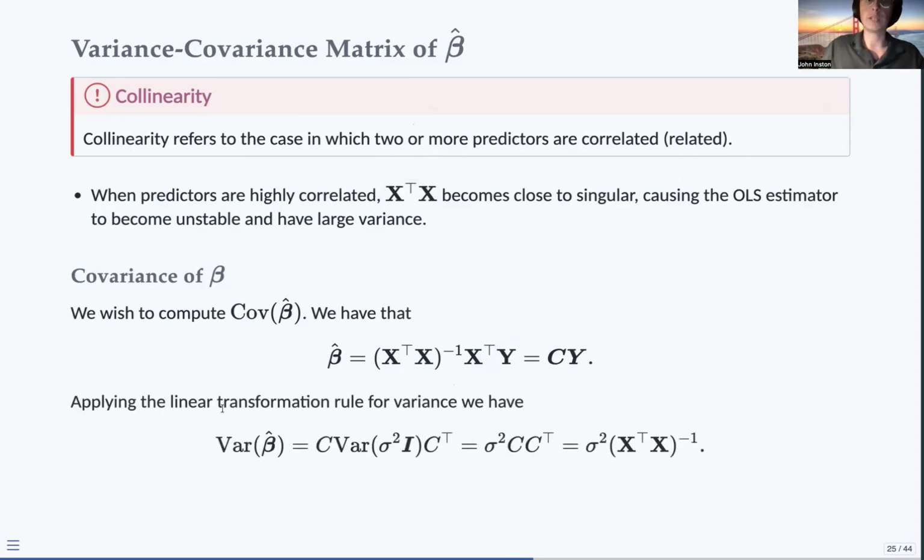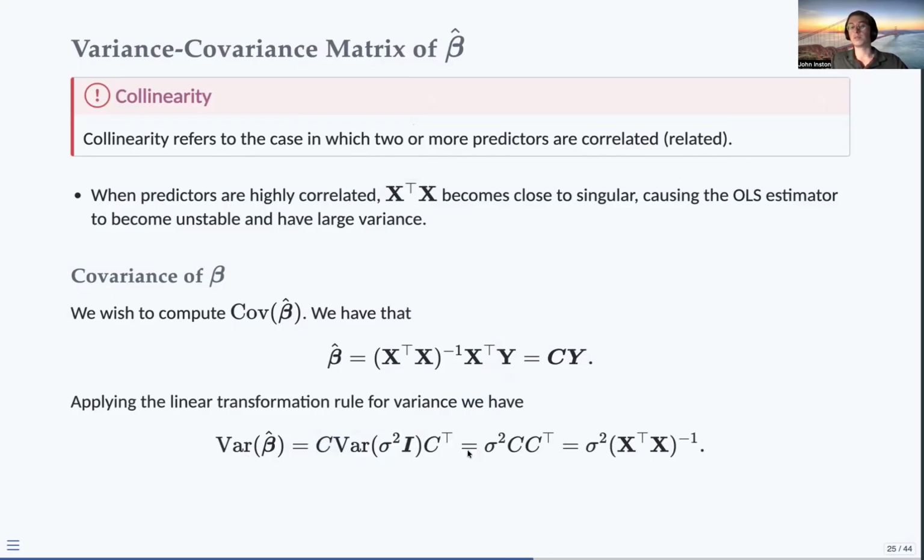So applying this linear transformation rule for the variance of matrices, again, I've left people to look at the proof of this, but essentially we have the variance of beta hat is equal to C times the variance of y times the transpose of C is the result. And the variance of y is sigma squared I. And so this is where this expression comes in.